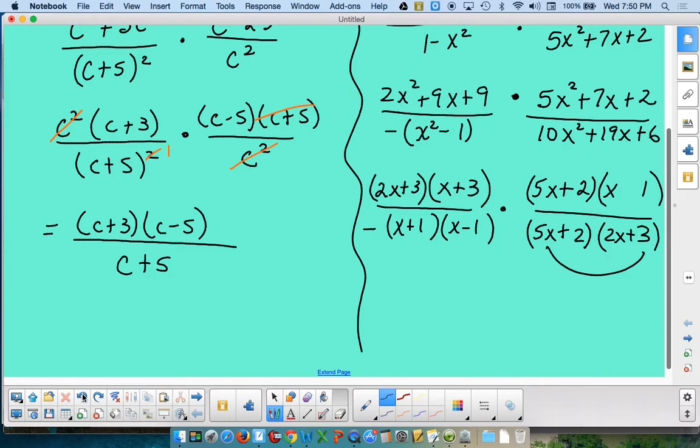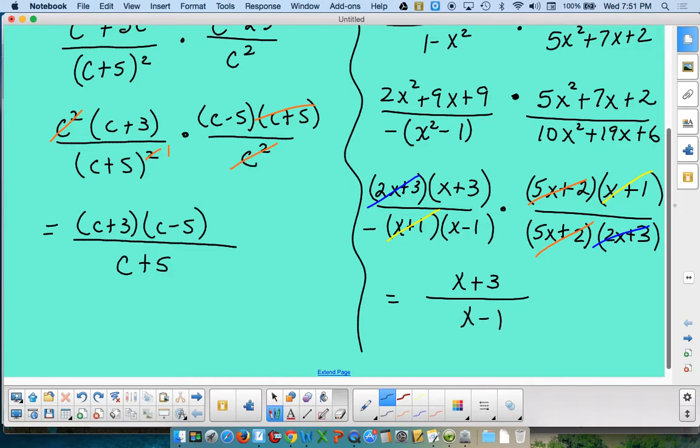So that does indeed factor down, and now I can simply cancel any numerator with any denominator. So the 5x plus 2's can go. The 2x plus 3's could go. Whoops, over there, I didn't catch that. That's a plus 1, so we have an x plus 1. Those can go. And what am I left with? I've got an x plus 3, an x minus 1, and a negative sign.